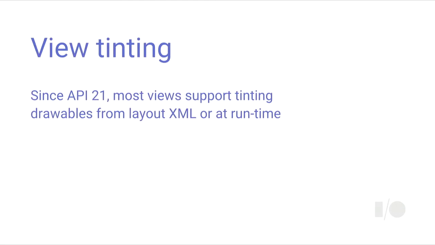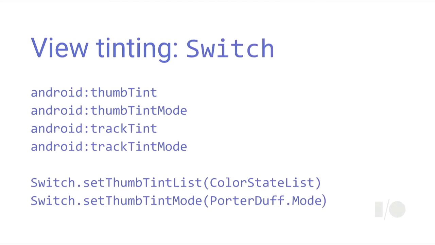We also support view tinting. So what this means is for views that own drawable assets, things like the thumb in a switch, the track in a progress bar, you can tint these either from layout XML or at runtime using some accessor methods. So for example, switch has a thumb and a track, and because it's a view, it also has a background. All of these have separate XML attributes that you can use to set a tint. These can take theme attributes. These can take color state lists. In API 22, they can take color state lists of theme attributes.